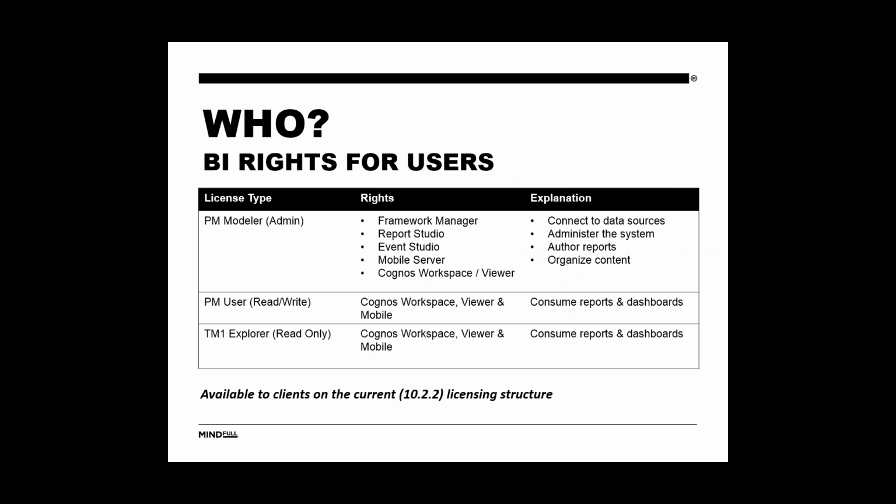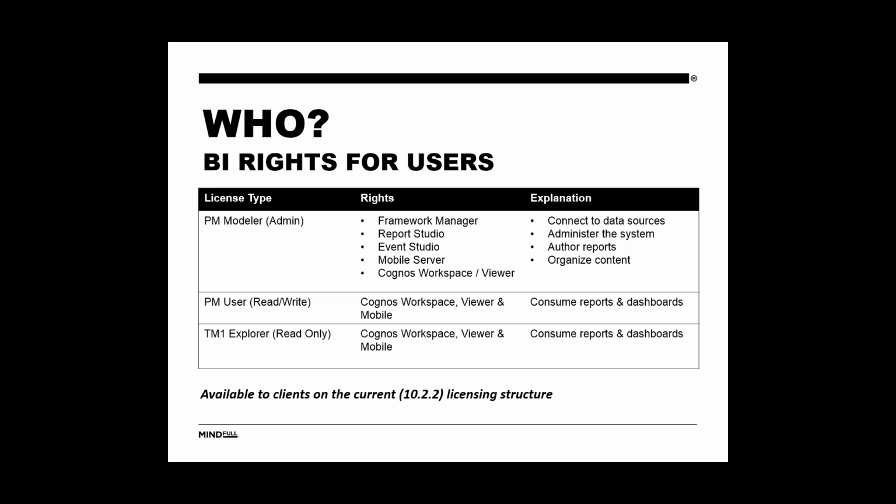If we look at the specific license types and what their capabilities are, you do need to be up to date with your licensing structure. So effectively that means you need to be on named user licensing. The license changes come in when you install the 10.22 release. And there are various license types that come with that. The key ones are the TM1 Modeler, which is essentially the admin license, and they ultimately have the ability to use Cognos BI to connect to data sources, to also administer the solution, to develop reports and organize the content for your users.